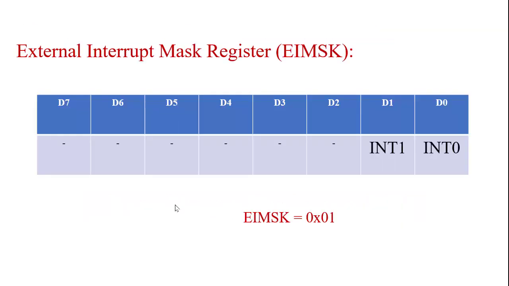This is the structure of the external interrupt mask register. It is an 8-bit register. Here D0 is having interrupt 0 and D1 is having interrupt 1. As I am using external interrupt 0, this D0 bit should be set to logic 1. So normally for this operation, the value of EIMSK will be 0x01.